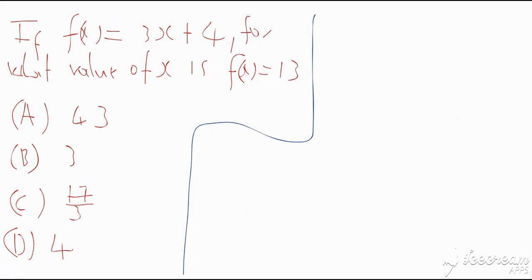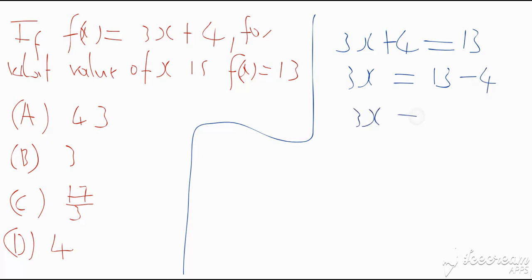Now the next question is saying if f of x is equal to 3x plus 4, for what value of x is f of x equal to 13? In other words, what value do I put in the domain that produces 13 in the range? So we can do exactly what the function says: f of x is equal to 13. We take f of x, which is 3x plus 4, and equate it to 13. So 3x equals, if we subtract 4 from both sides, 13 minus 4. So 3x is equal to 9. We simply divide both sides by 3, so x is equal to 3. So my answer is B. That is one way of doing this question.